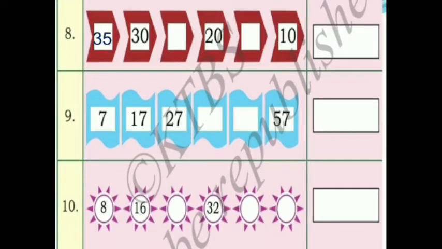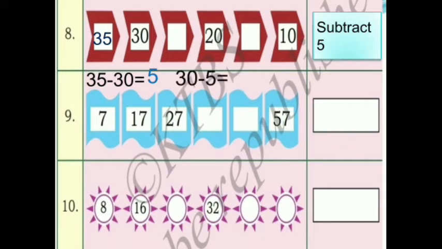See this question. 35, 30, dash, 20, dash, 10. To find out the missing number, we should subtract 30 from 35. What is 35 minus 30? Yes, 35 minus 30 is equal to 5. Now we should find out the next number. To find out the next number, we should subtract 5 from 30.